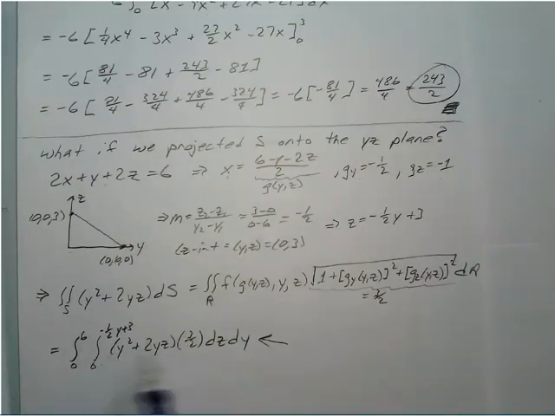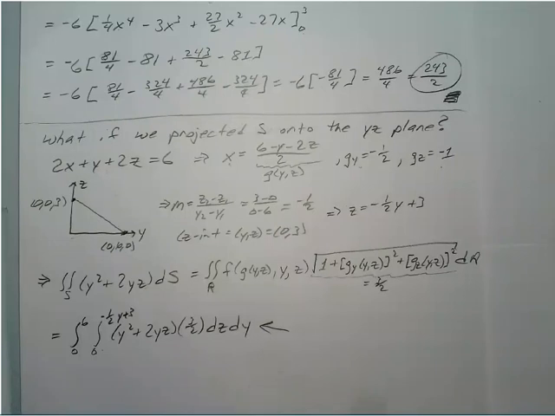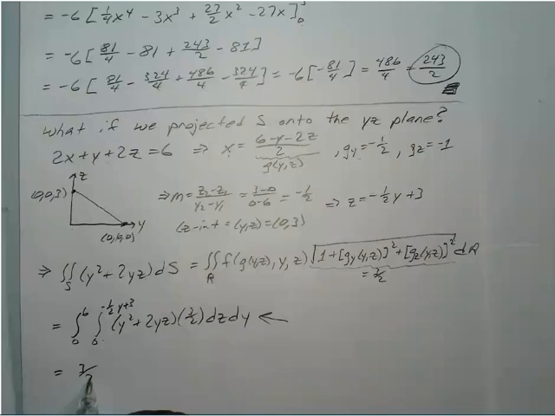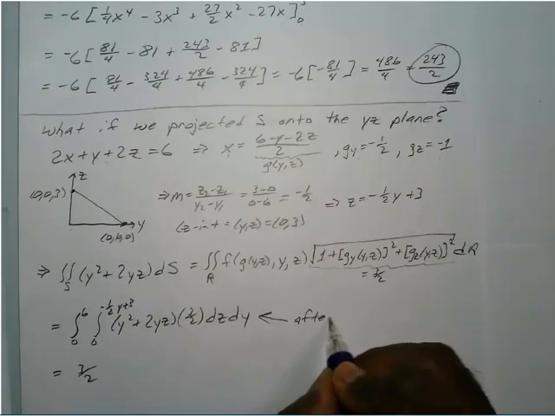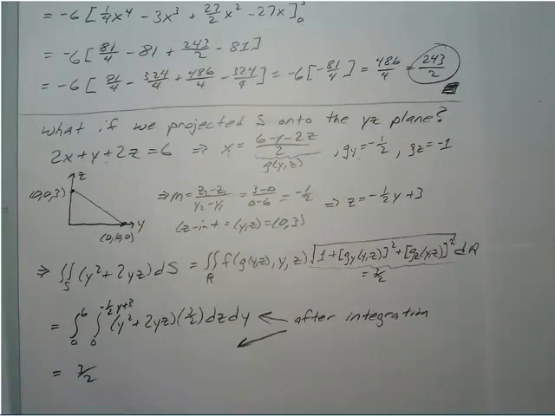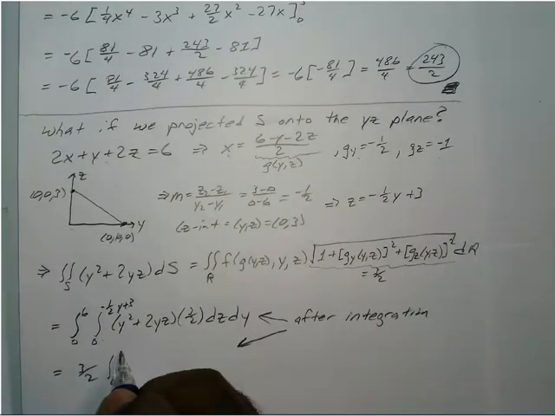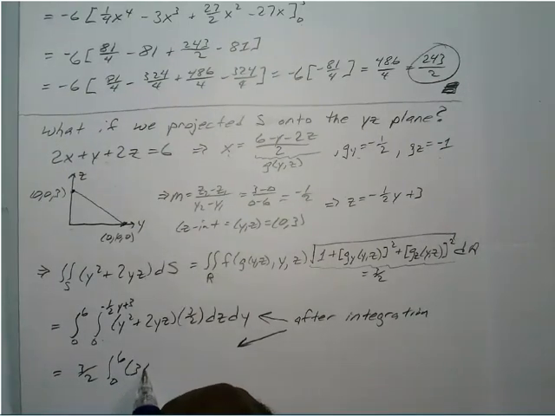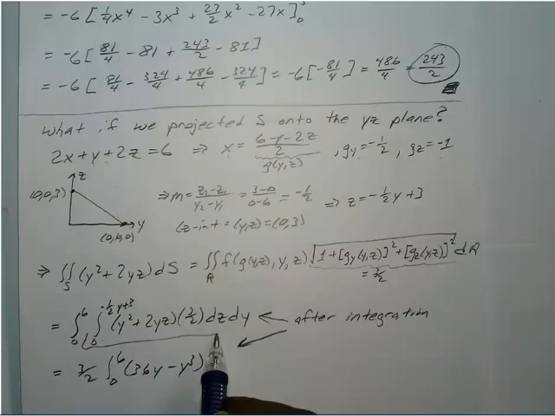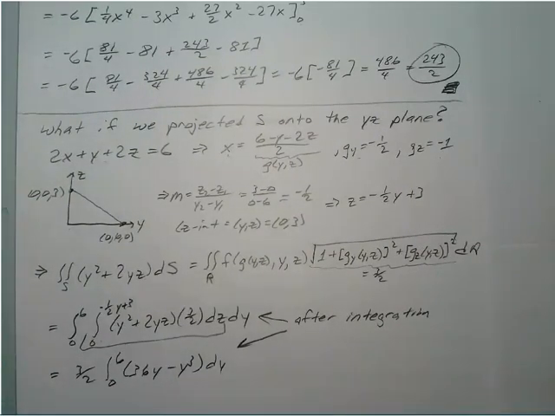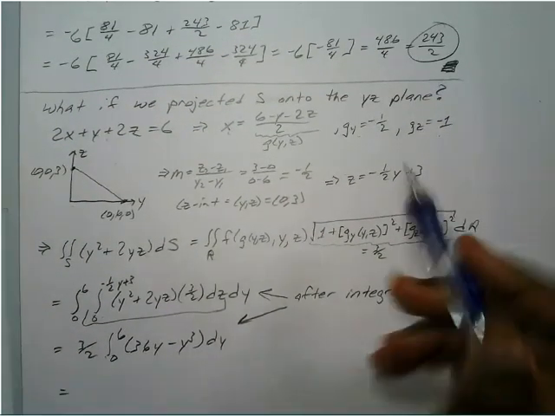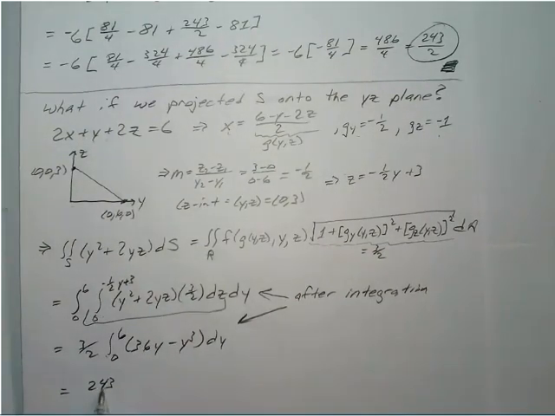Okay, so we're going to distribute and everything else there, but after we integrate, since we're running out of room, you have 3 over 8. After integration, 3 over 8 from 0 to 6 of 36y minus y cubed with respect to y. So again, this is after you integrated this with respect to z. We're just jumping ahead a little bit, and the reason why is because once you integrate this, you just end up with the same answer of 243 over 2.